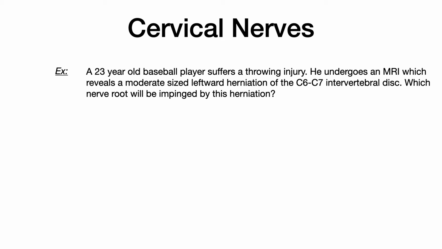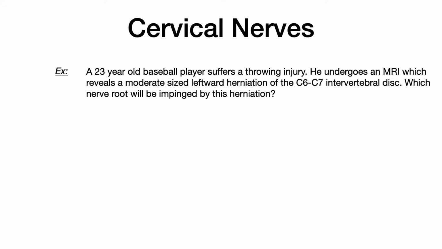So let's do an example to make sure we're all on the same page. A 23-year-old baseball player suffers a throwing injury. He undergoes an MRI, which reveals a moderately sized leftward herniation of the C6 to C7 intervertebral disc. Which nerve root will be impinged by this herniation?